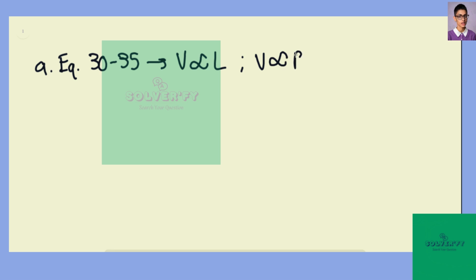So here, for part A, from equation 35, we know that the voltage is going to be directly proportional to inductance. We know that this is similar to resistors, where the voltage is also directly proportional to the resistance. Now, here, the independent voltages for parallel elements are equal.